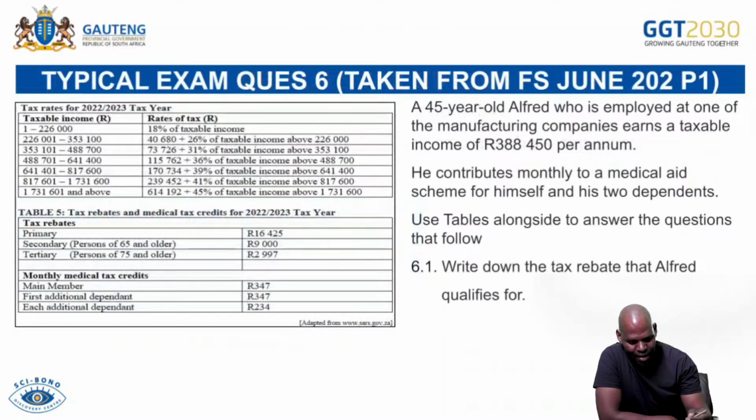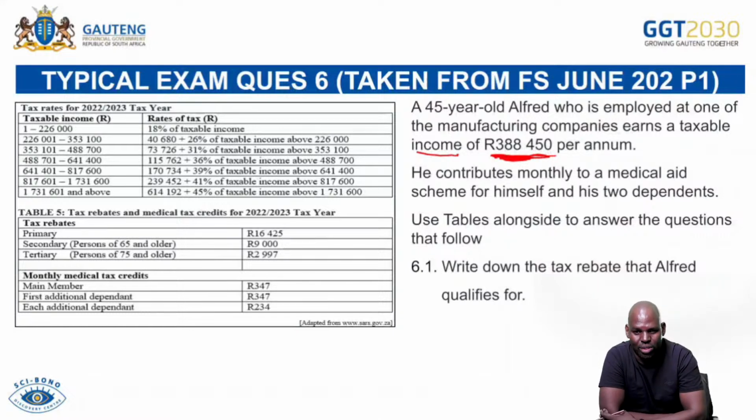Okay. Now, a typical exam question with regard to the tax table or the tax rate. Let us look at this. A 45-year-old Alfred, who is employed at one of the manufacturing companies, earns a taxable income of 388,450. Taxable income, remember, is the income that must be used to calculate the tax amount this person must pay. They say he contributes monthly to a medical aid scheme. So by having a medical aid, they are going to reduce his tax amount by the medical tax credit as indicated.